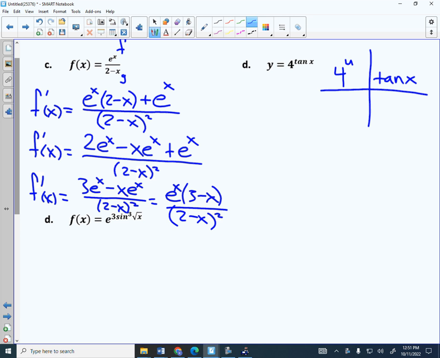What's the derivative of tangent? Positive secant squared. Very good. It's only the cos that have derivatives that are negatives. Okay. What's the derivative of 4 to the u? 4 to the u times the natural log of 4.